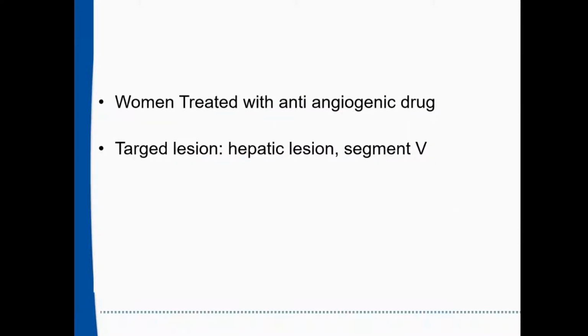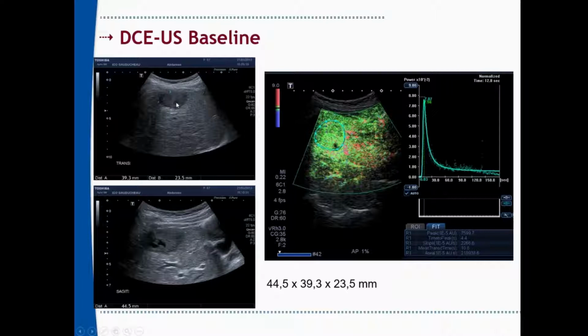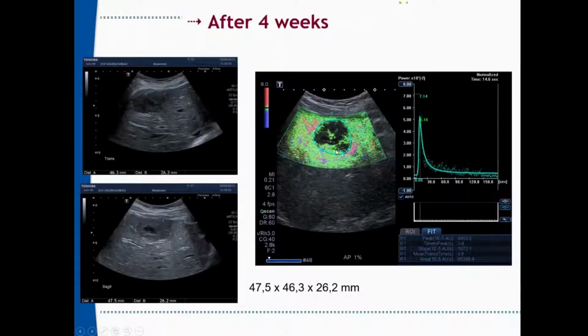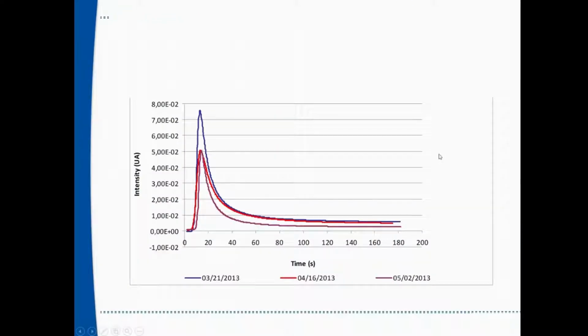I would like to show you one example. This is a woman treated with anti-angiogenic drugs. This is a lesion in segment 5, on B mode, before treatment, with the new quantification. After 1 month, so 4 weeks, we have a strong decrease in the quantification.